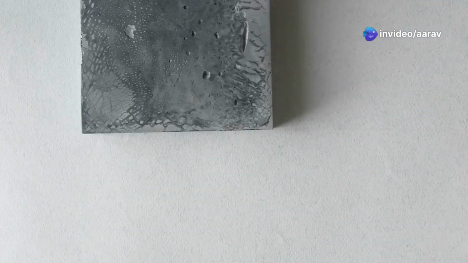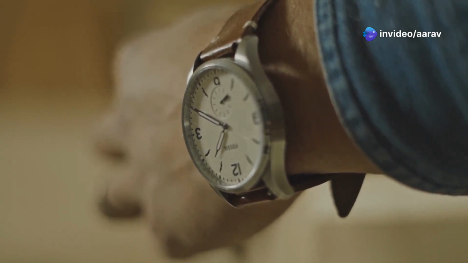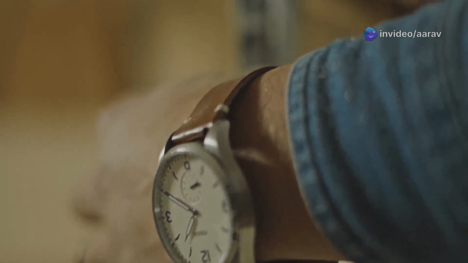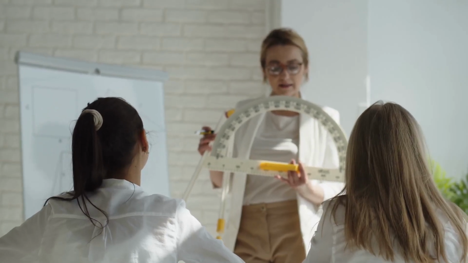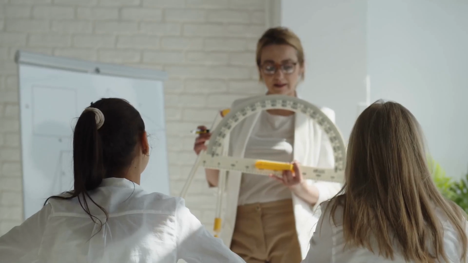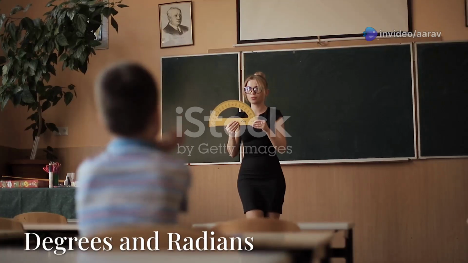Angles are all around us. The hands of a clock, the slope of a roof, and the turn of a steering wheel all involve angles. Understanding angles is crucial because they form the foundation of trigonometric ratios, which we will explore in later sections.